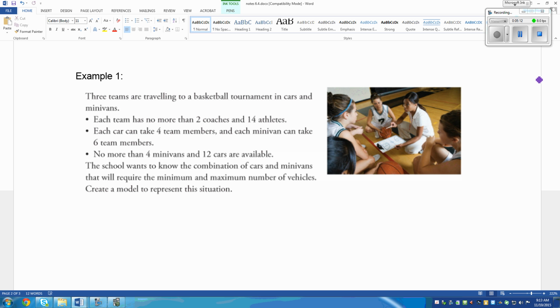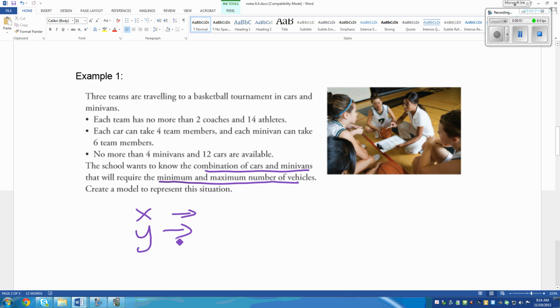Okay. So, did you see the word maximize and minimize? Right here. So they want to know the combination of cars and minivans, right? So the number of minivans and the number of cars, well, we kind of need to know which one's going to be a minivan and which one's going to be a car. Okay? So my first step is to write down what x is equal to and what y is equal to.